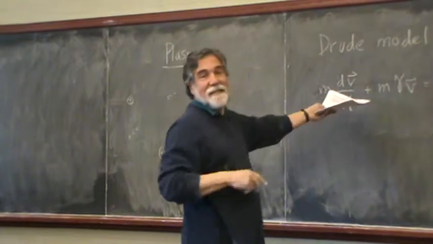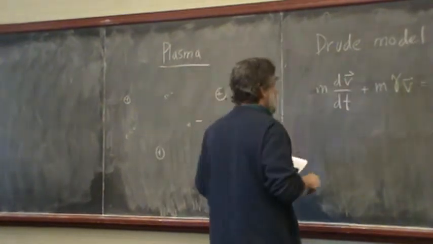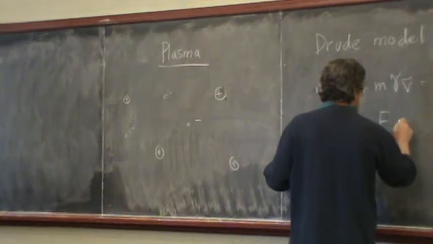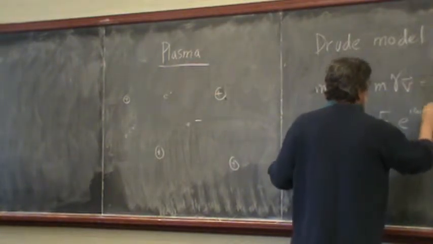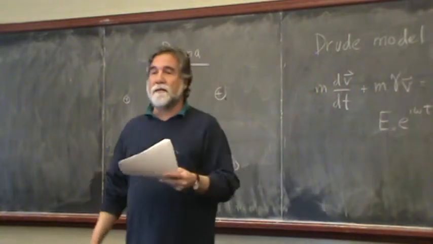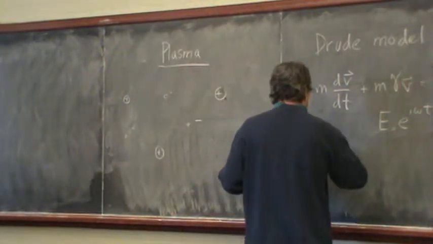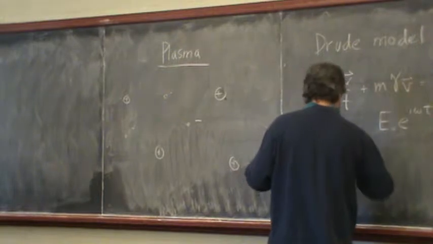But actually, it's easy to understand what's going on here. We propose a field that looks like that, and then we ask about the response of the electrons to that, and you end up with a velocity response. So that's the current.